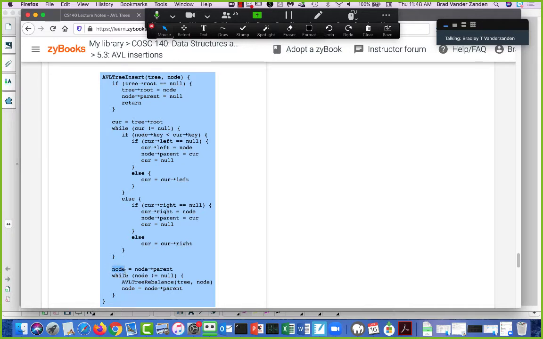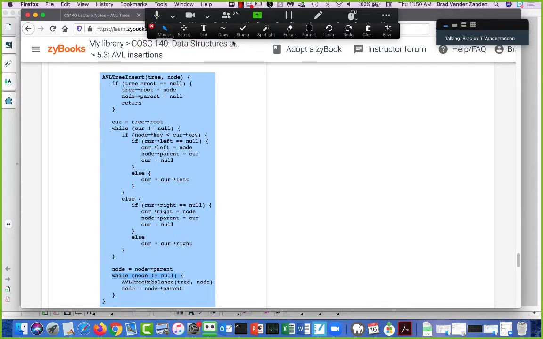And the rebalancing always starts by looking at the node's parent. The node itself is a leaf. The leaf is balanced. So we don't have to check to see whether the newly inserted node is the root of an AVL tree. By definition, it is. It's a leaf. And all single node trees are AVL trees. So we're going to start by looking at the parent. And we're going to continue. So we're essentially going to traverse up the tree from the node to the parent.